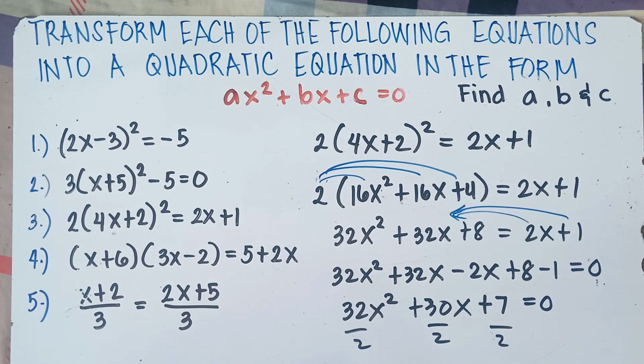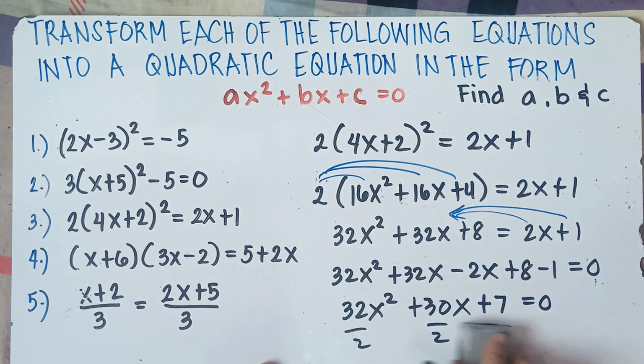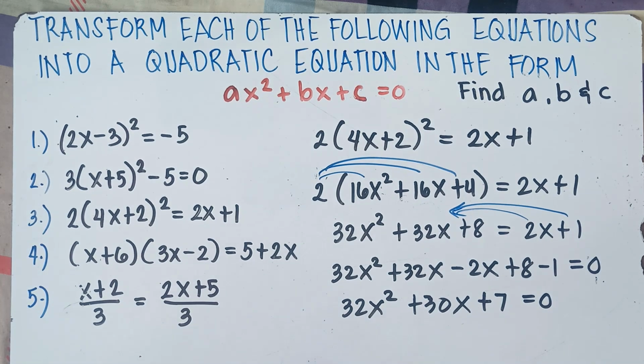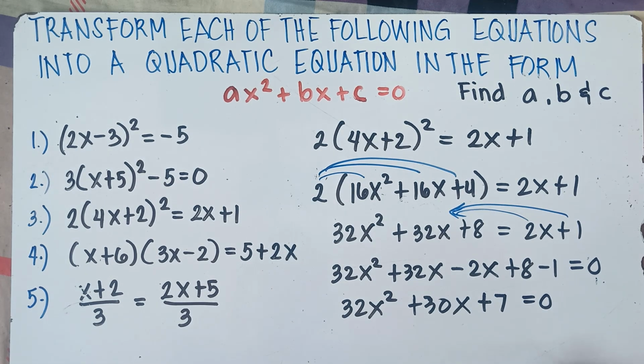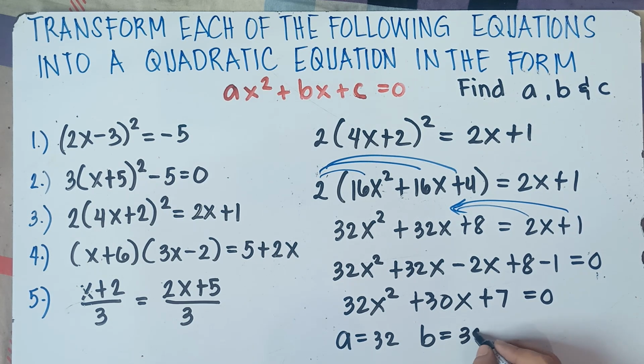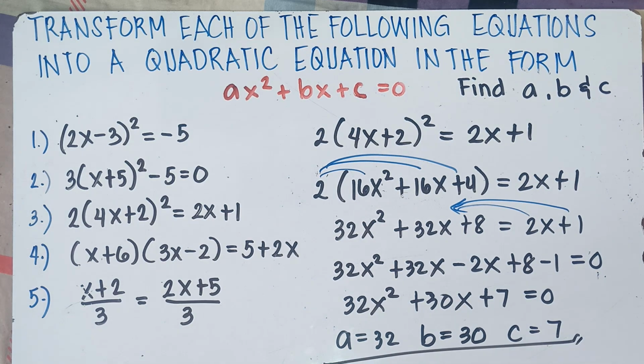Check this. Is there any other number? How about 3? We can divide 30 by 3, but we cannot divide 7 by 3. Alright, so this will be our final answer, class. We cannot reduce the equation. So our A is 32. Our B is 30. And our C is 7. That's it class. All set for number 3.